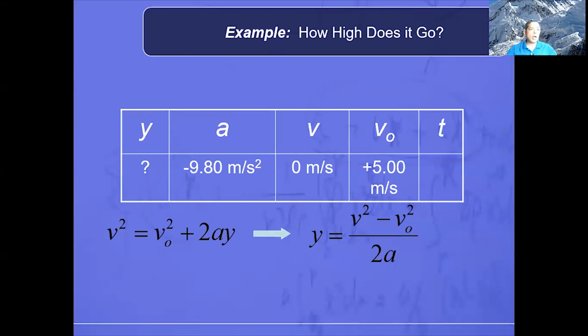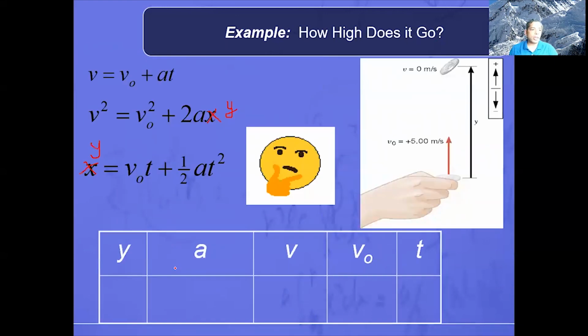Let's nicely write this down here. y equals, we don't know. a is minus 9.8 meter per second squared. v is 0. I'm just rewriting from the previous slide, okay? And v0 is 5 meter per second, which is plus, and t is useless, okay?